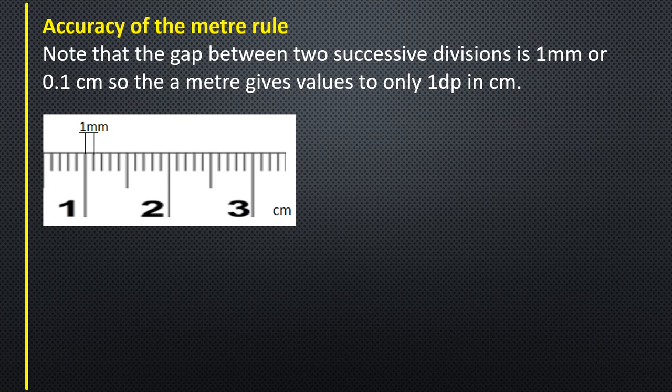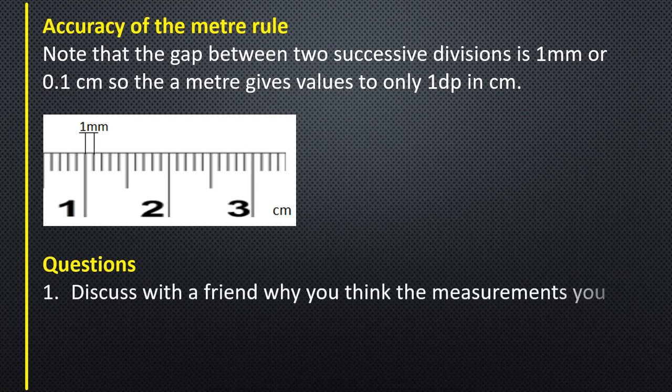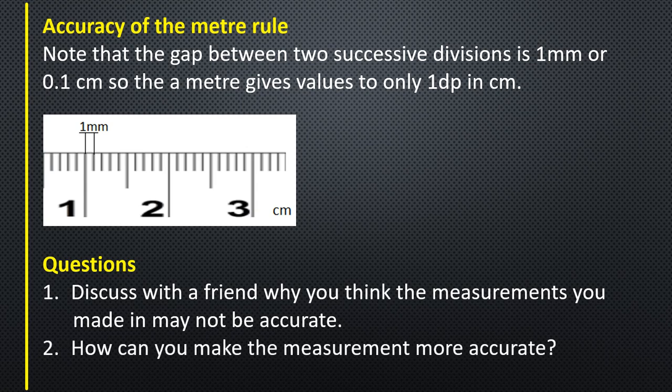So that is how accurate the meter rule can measure, to only one decimal place. Okay, so questions. Discuss with a friend why you think the measurements you made may not be accurate. How can you make them more accurate? So here, after clearing how accurate the meter rule is and you took measurements, discuss with a friend the measurements that I've been asking you above, whether they were accurate, and if they were not, how can you make the measurements more accurate.